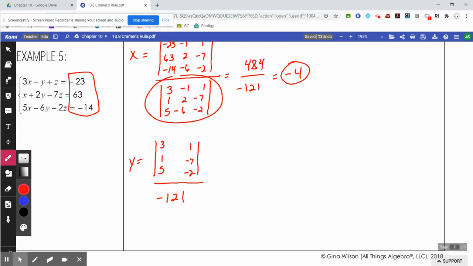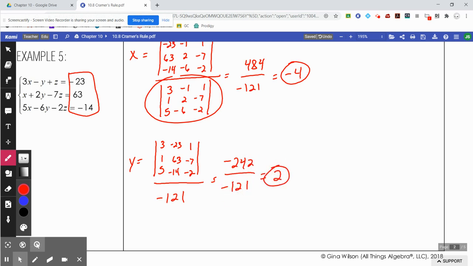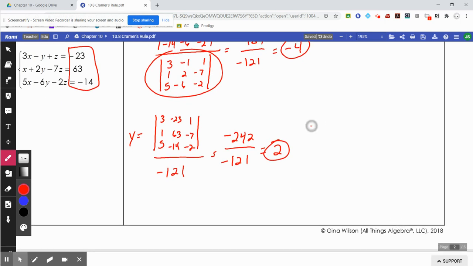The y column, however, changes to negative 23, 63, and negative 14. When you work out the determinant on top, you get negative 242. On bottom, you already had negative 121, so that gives you a y value of 2. And finally, again, your z value, the bottom is still negative 121.